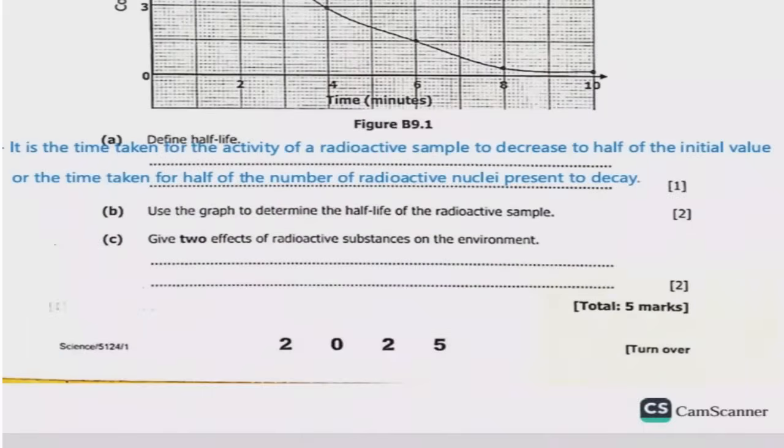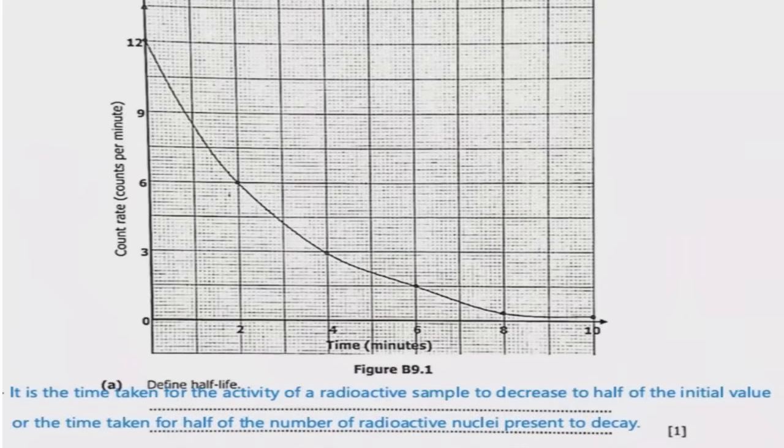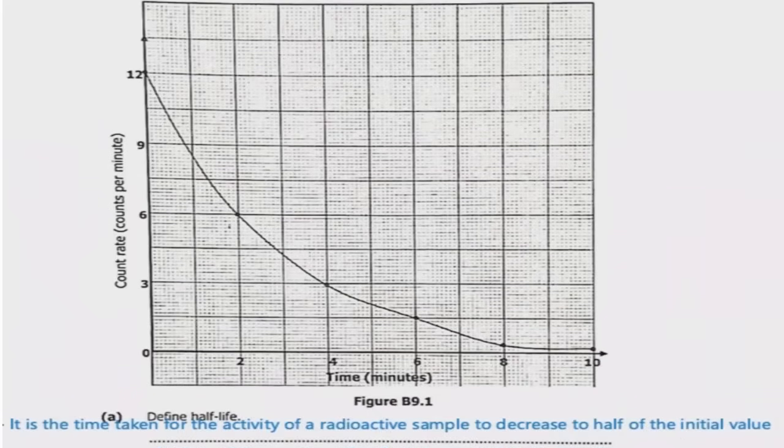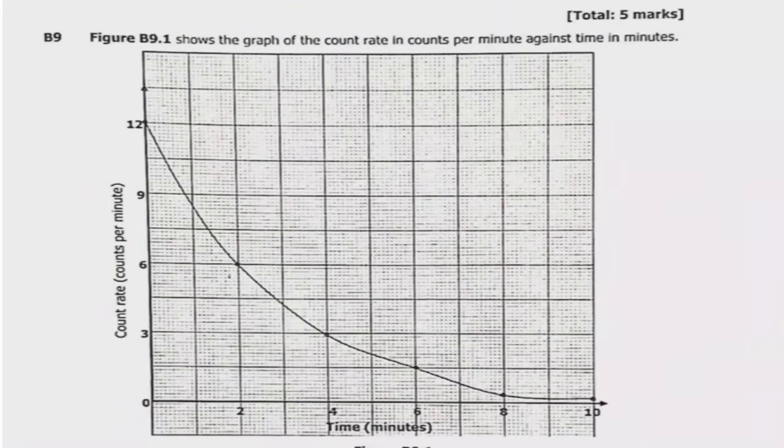We come to question B. Question B is: use the graph to determine the half-life of the radioactive sample. So let's concentrate on the diagram. We are told the graph shows count rate in counts per minute against time in minutes. What we're given here is 12. Half of 12 is 6. So how long did it take for it to reach 6?